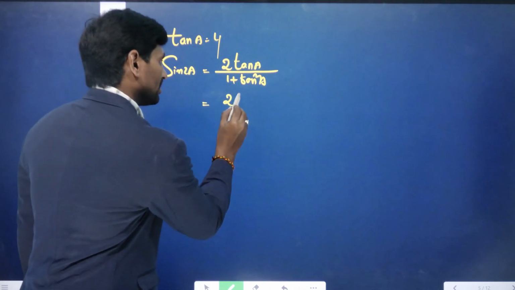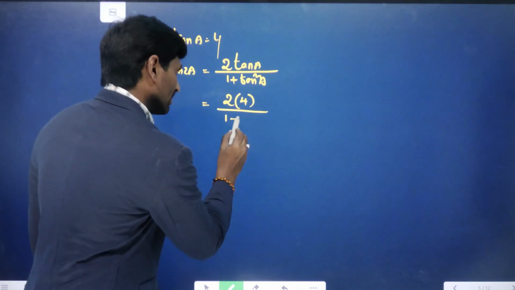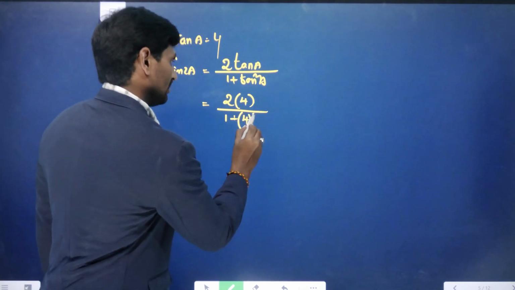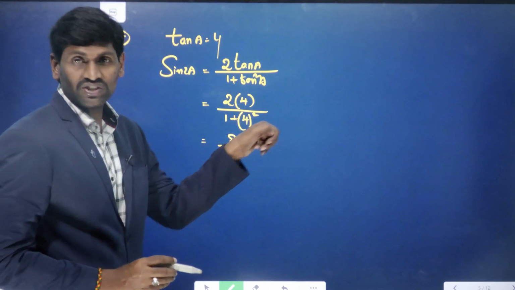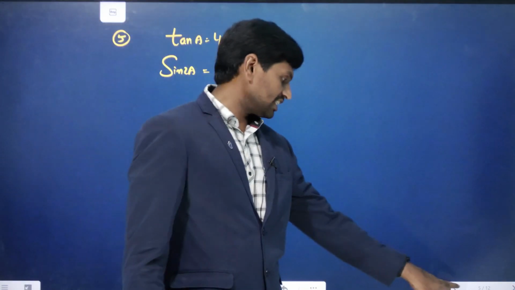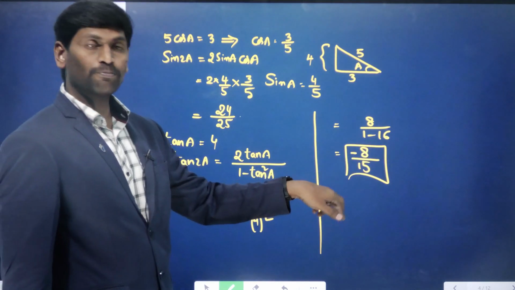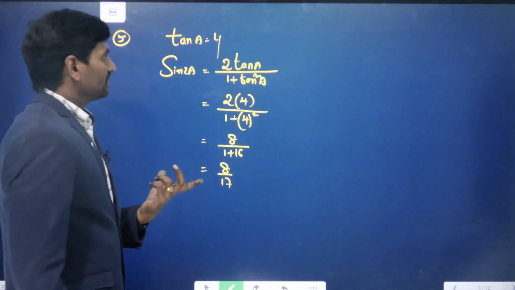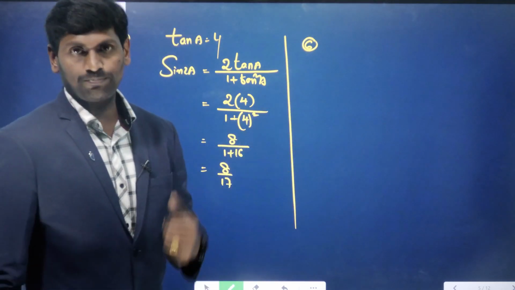Substitute the same formula. Tan A value is 4. 2 into 4, divided by 1 plus 4 square. So 2 4s are 8 by 1 plus 4 square value 16. So 8 by 17. What was the previous answer we got? Minus 8 by 15, because the denominator is negative, but here the denominator is positive: 1 plus 16, it will be 17. Okay? So this is the answer for the fifth question. Let us go to the next problem.